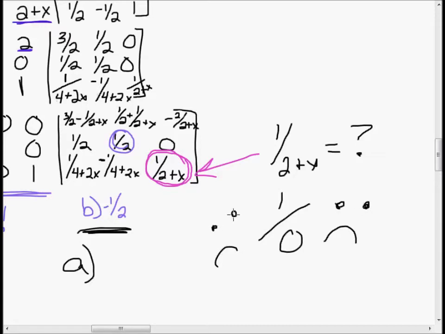So the answer to A is that any time for any of these, if x is ever negative 2, we'll notice that things start exploding, and that's not good. So x can never equal negative 2 if we want this to exist. If x ever equals negative 2, this inverse is not possible.